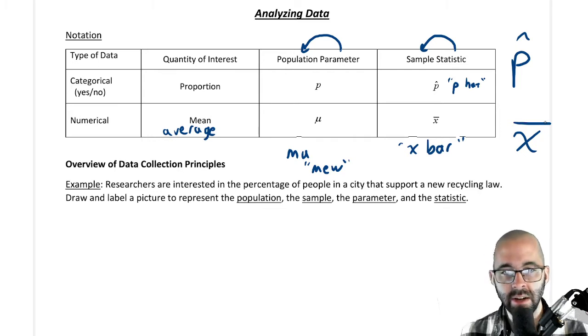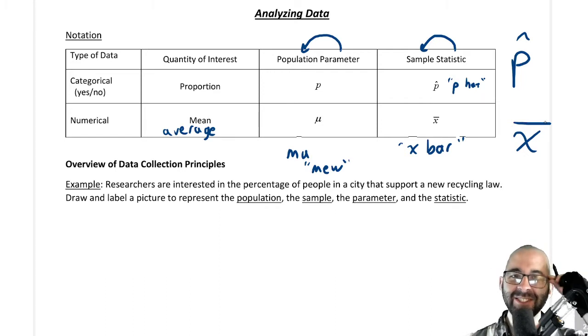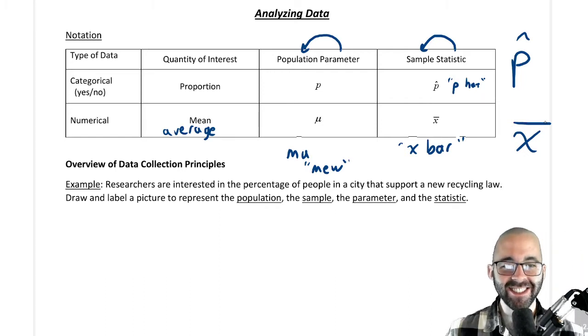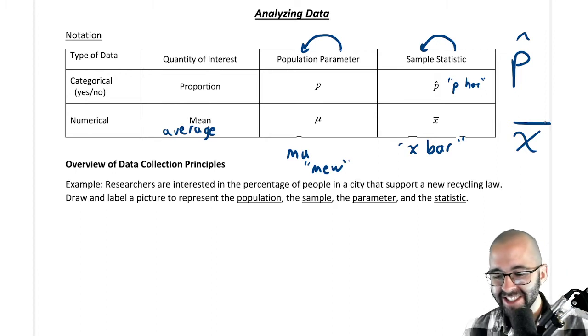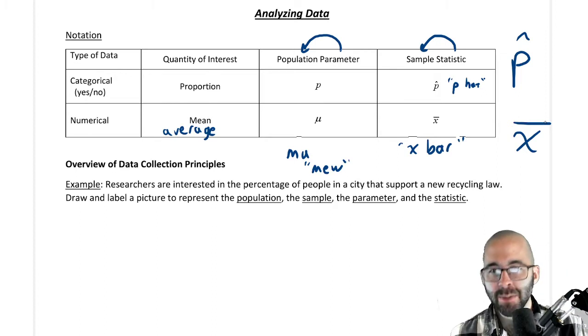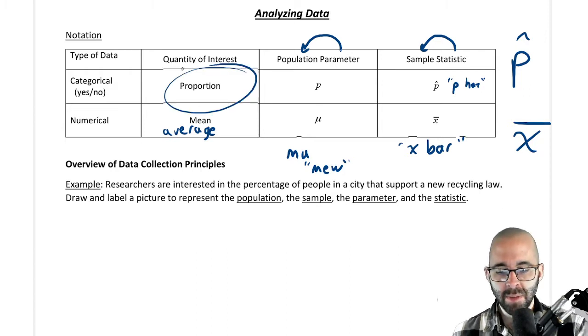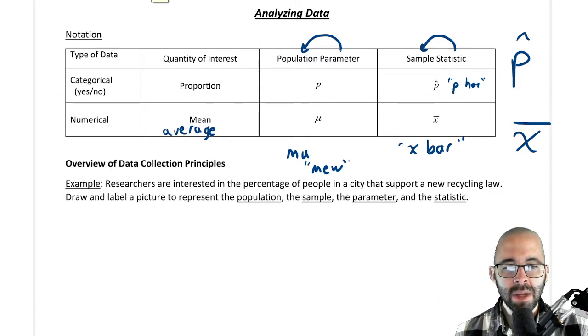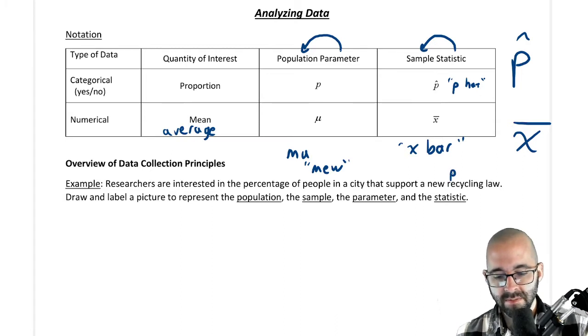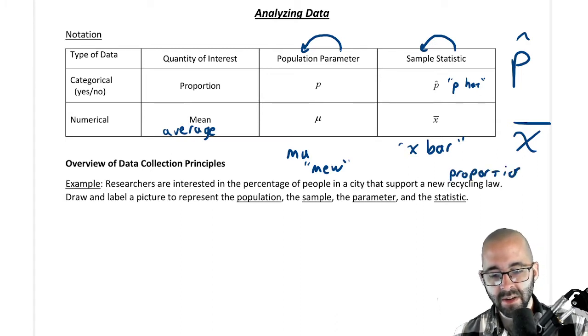Let's do an example to kind of reinforce. That's the word I was looking for, reinforce, not drive into your skull. So we have some researchers here, and these researchers are interested in the percentage of people in a city that support a new recycling law. As soon as we see percentage, it's not guaranteed, but percentage is probably going to be a proportion. The people that support a new recycling law. Do you support a new recycling law? Yes or no? We're going to be dealing with a proportion. So as soon as we know that, we know we're going to be talking about a proportion.